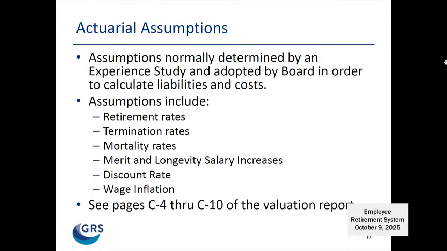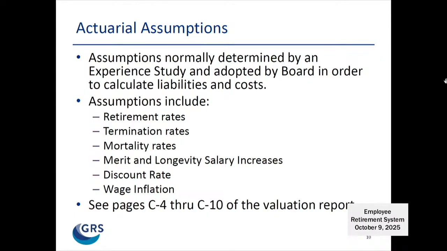Basically, there are two sets of assumptions. The first set is your demographic assumptions. Those deal with what happens to people in the plan. How do they retire? How do they terminate? How do they get disabled? When do we anticipate they're going to pass away and stop being a liability on the system? But then we also have economic assumptions, and that's your discount rate, your wage and price inflation, and also salary increases for your active members.